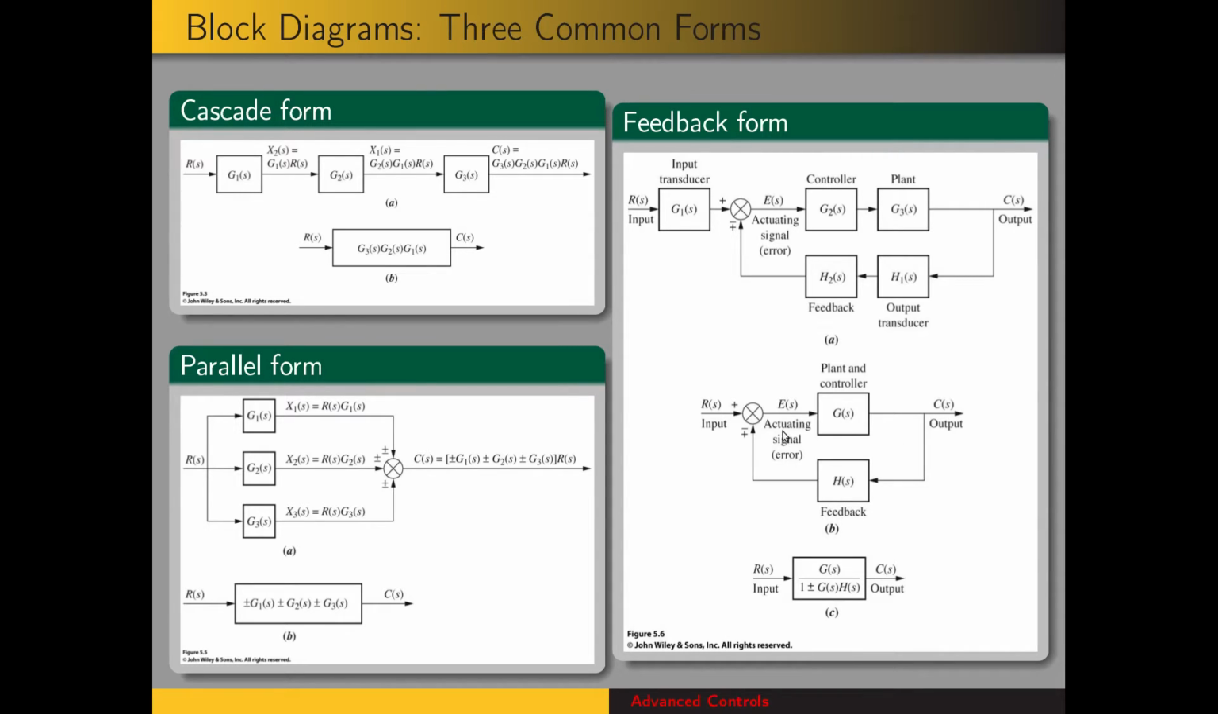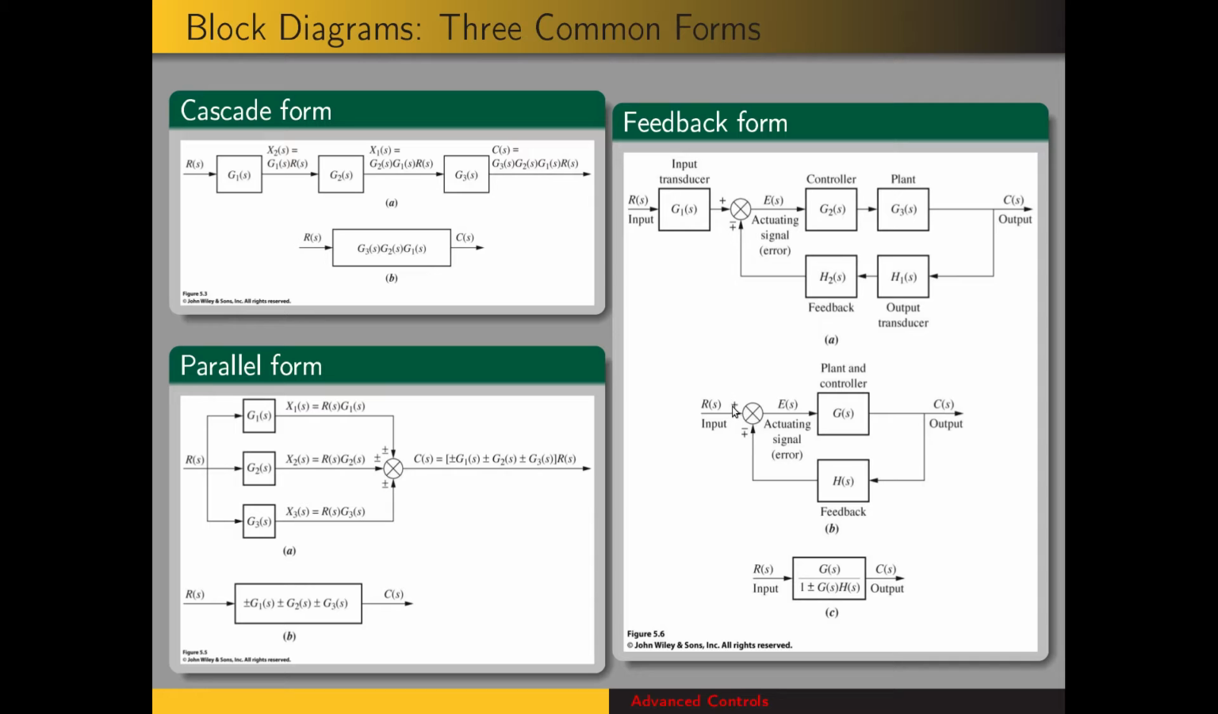In a more general term, we have the input, the feed forward transfer function, G of S, and then feedback gain, H of S. And this system is equivalent to this transfer function. So we have G of S over 1 plus G H of S. Or it's really plus minus, and note that the signs here are inverted.